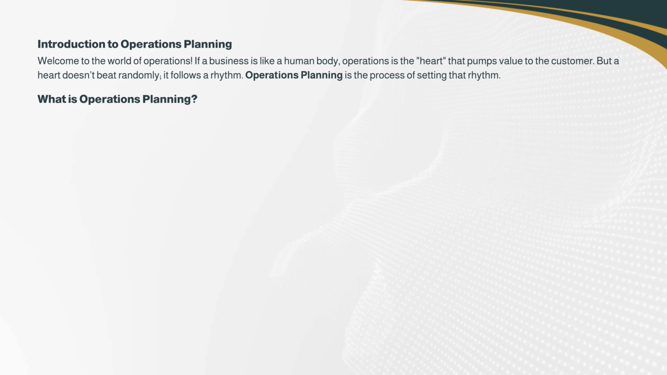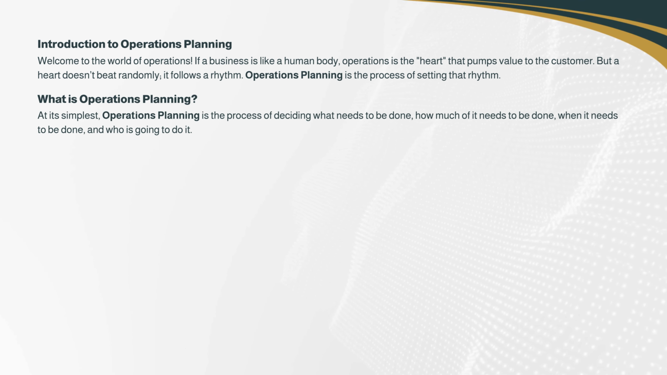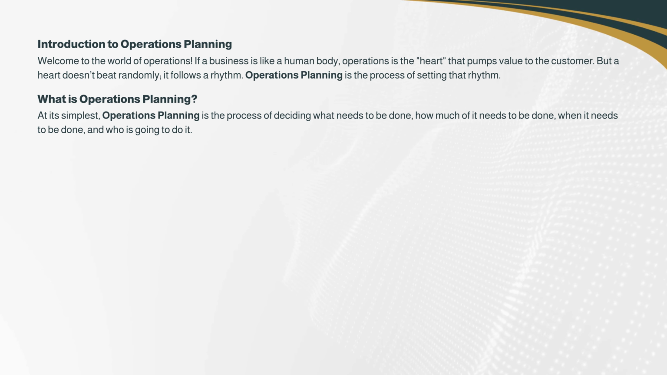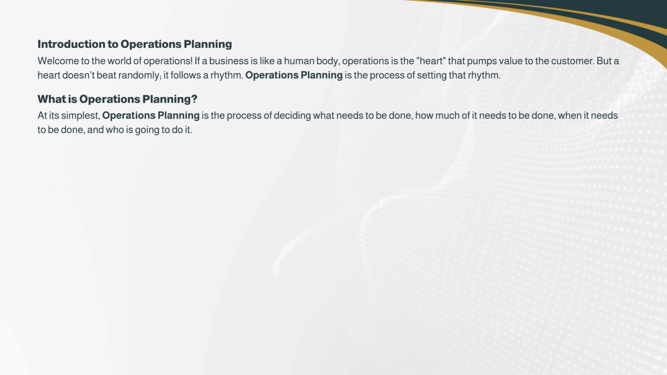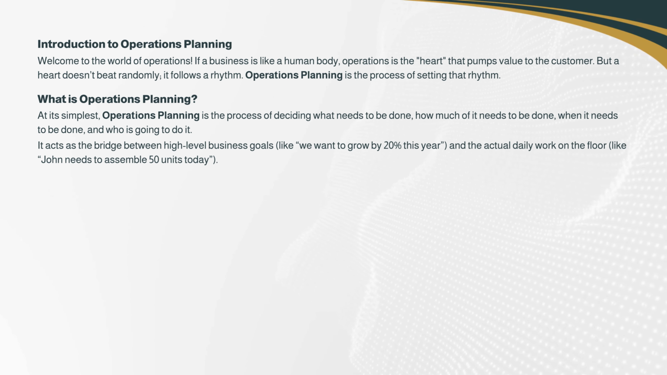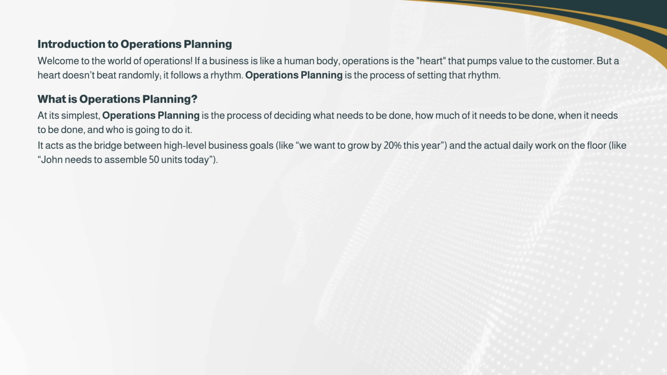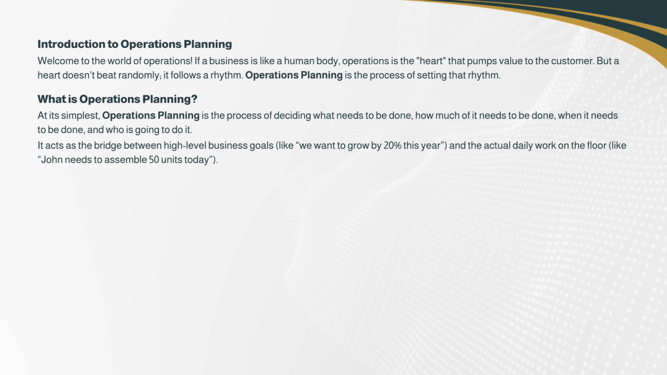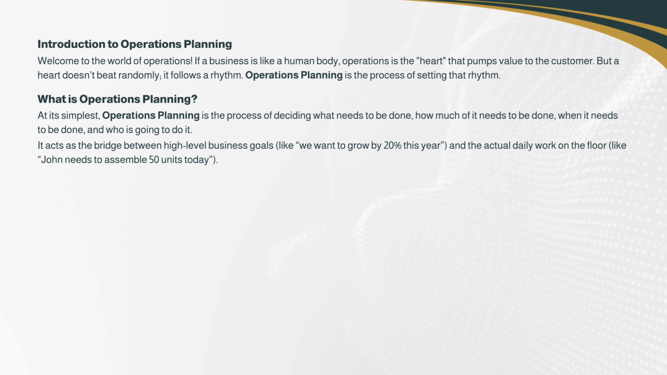What is operations planning? At its simplest, operations planning is the process of deciding what needs to be done, how much of it needs to be done, when it needs to be done, and who is going to do it. It acts as the bridge between high-level business goals, like, we want to grow by 20% this year, and the actual daily work on the floor, like, John needs to assemble 50 units today.